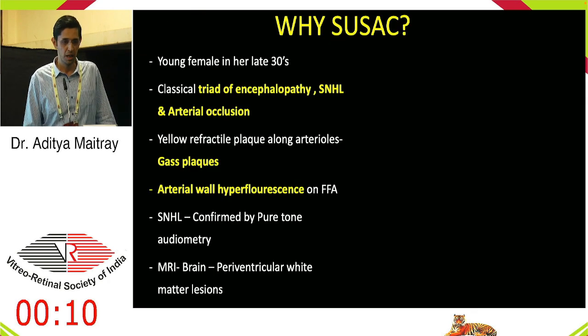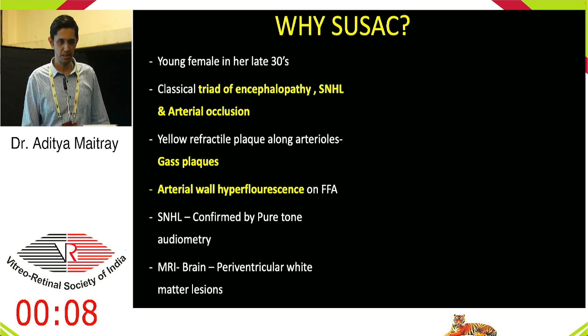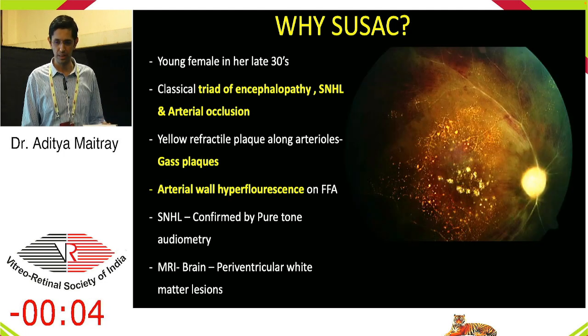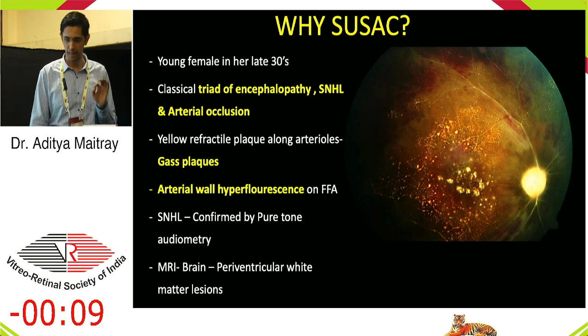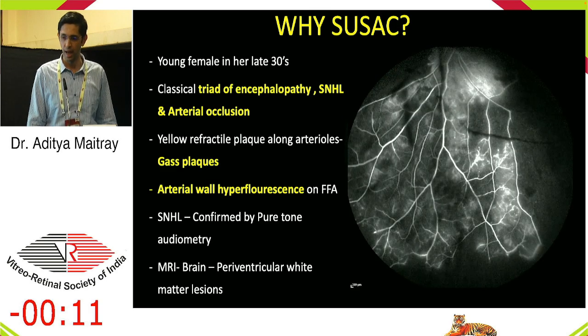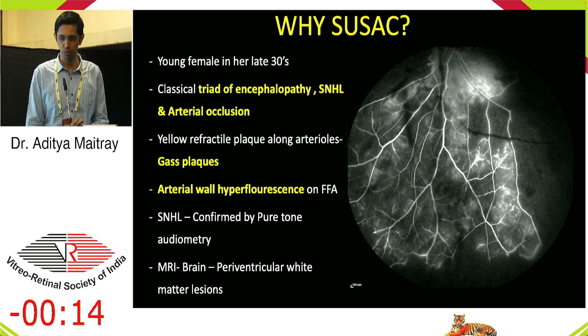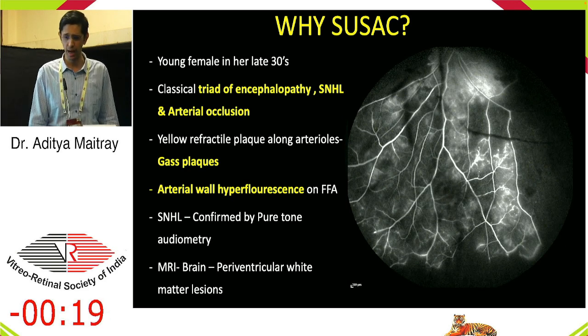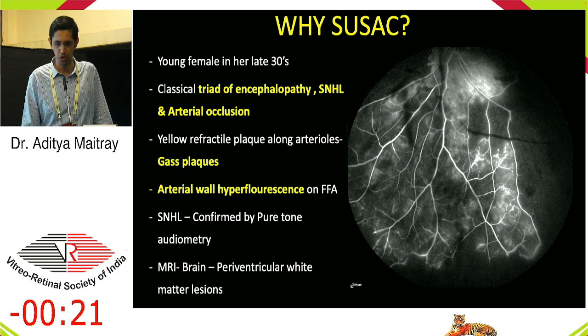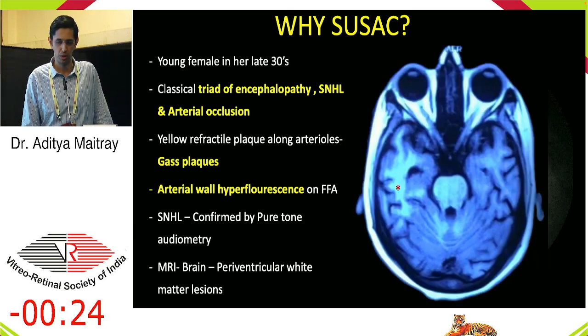So why Susac? Because she was a young female in her late 30s. A 3:1 female to male preponderance is reported. She had the classical triad of encephalopathy, sensorineural hearing loss, and retinal arterial occlusion, which is this thing. And she had those typical yellow refractile plaques along the arterioles, described by Donald Gass. They are so typical that they are called Gass plaques, and they are pathognomonic. Again, there was arterial wall hyperfluorescence on FA, which is also described as pathognomonic of Susac, and the hearing loss was confirmed on pure tone audiometry, with MRI brain showing periventricular white matter lesions.